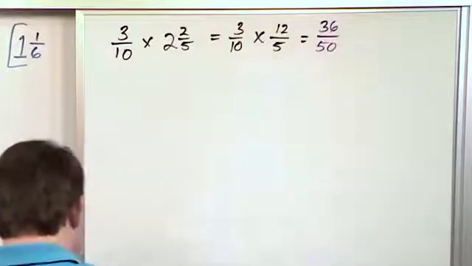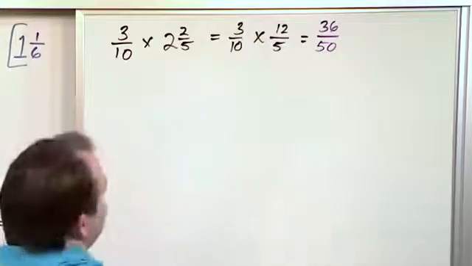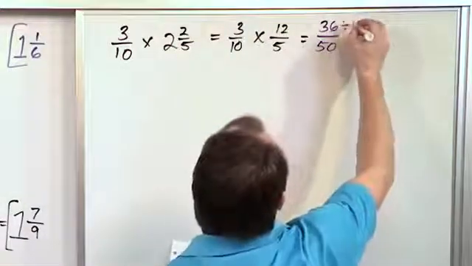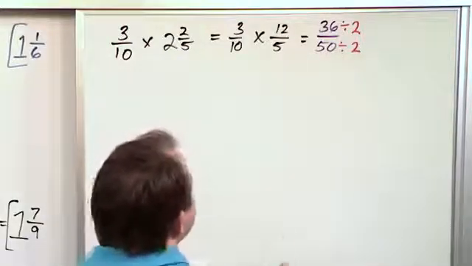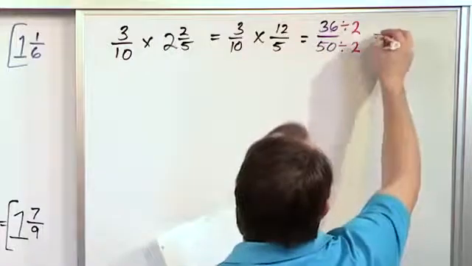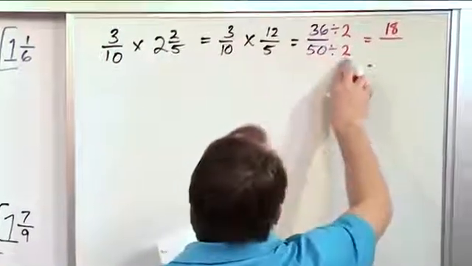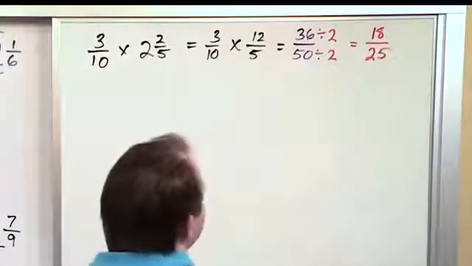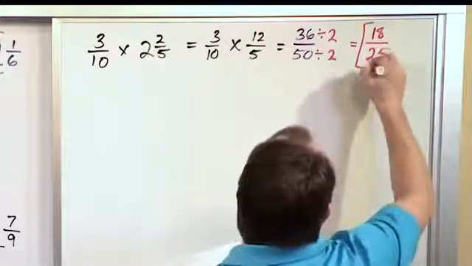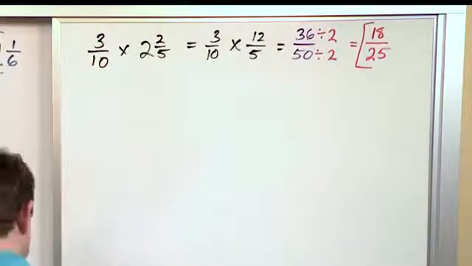So I get 36 over 50. And I'm looking to see, is there a way I can simplify this? Well, I see right away they're both even numbers, so let me divide by 2 here, divide by 2 here. 36 divided by 2 gives you 18, and 50 divided by 2 gives you 25. I can't really simplify that anymore. I can't divide top and bottom by anything to simplify it, so the answer is 18 over 25.